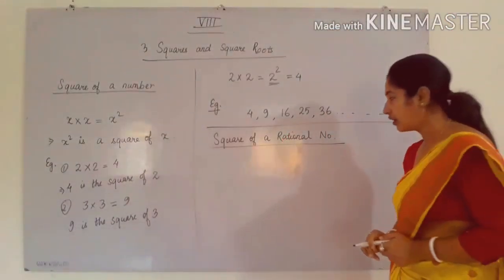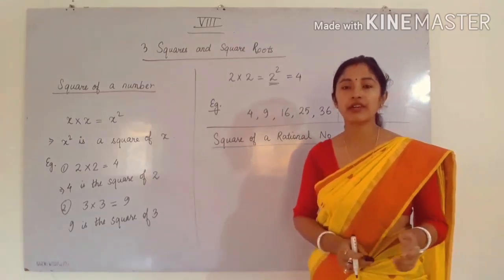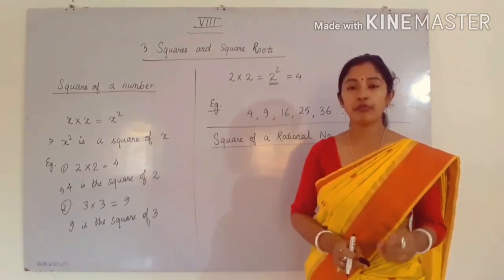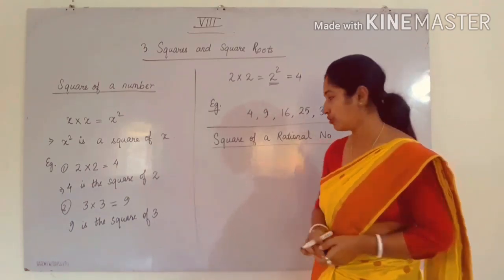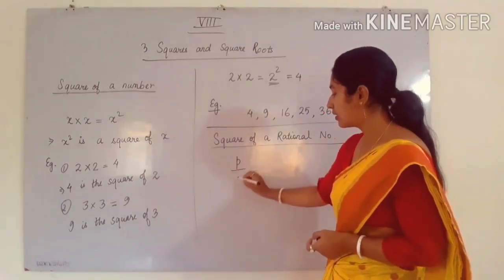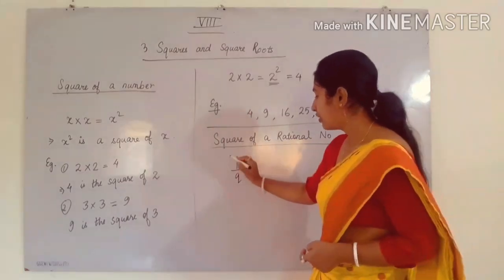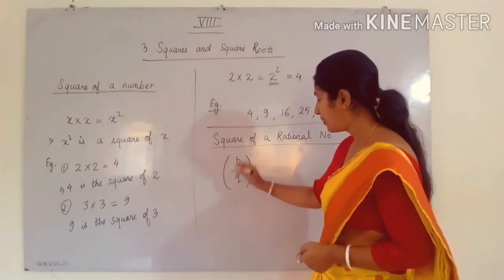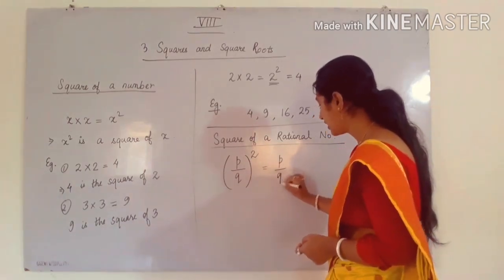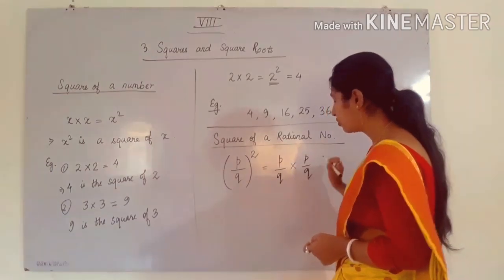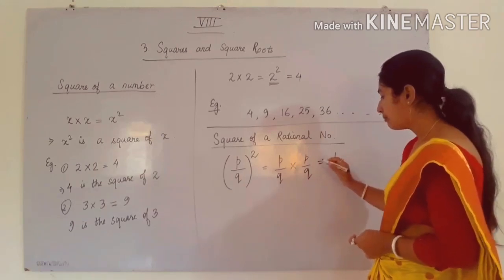So next is square of a rational number. How do we find the square of a rational number? Already we know that a rational number can be represented in the form of p by q provided q is not equal to 0. That means the denominator is not equal to 0. So if I have a rational number p by q, what will be the square of this number? We have to put a bracket, the whole bracket to the power 2. That means we have to write p by q 2 times. That means p by q is multiplied with itself. So we will get p square by q square.